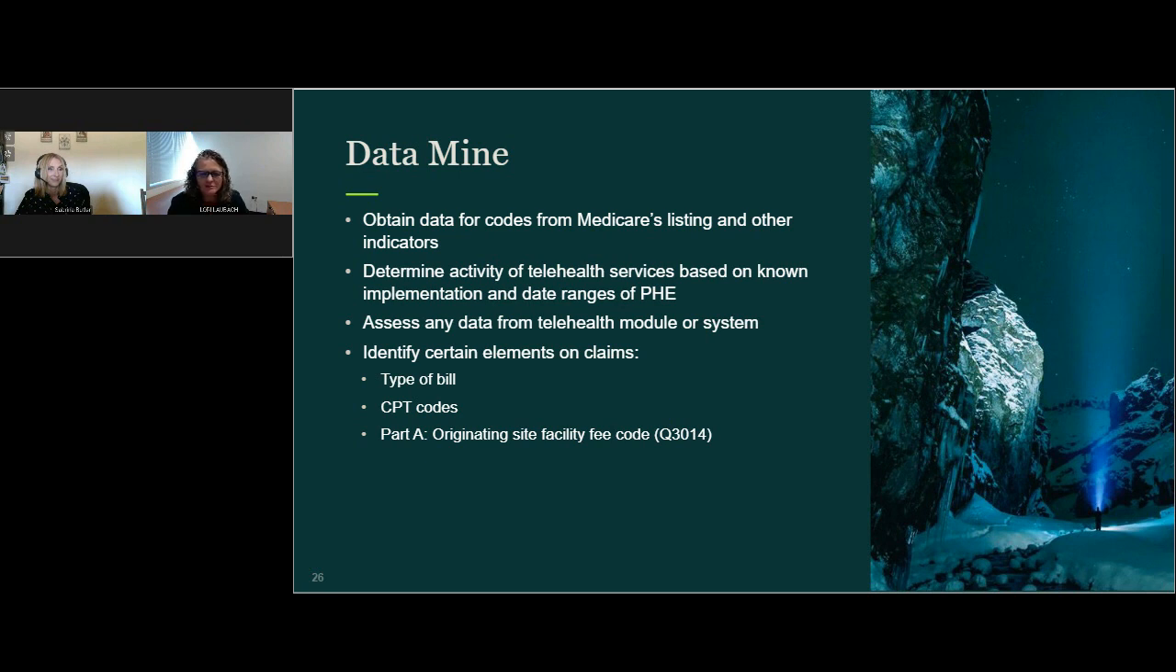That's a little harder because there might be a 50% chance that it's in the telehealth module and it didn't actually occur because the patient canceled, and that's more in your patient practice management system. And then identify certain elements on the claim, like type of bill, CPT codes, as we mentioned, and also look at the originating site facility fee for those Part A people on the call.